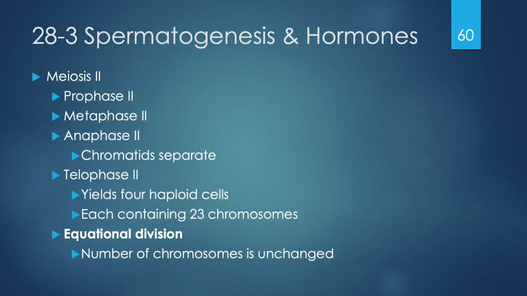In meiosis 2, a cell will go through the process of prophase 2, metaphase 2, anaphase 2, and telophase 2, just as in meiosis 1, with a little bit of difference. In anaphase 2, this is when the chromatids will separate, and in telophase 2, we'll have four individual haploid cells, each having 23 chromosomes. So meiosis 2 is an equational division, whereas meiosis 1 is a reductional division. In meiosis 1, we're reducing the number of chromosomes from diploid to haploid, or 2N to N, or 46 to 23. And in meiosis 2, this is an equational division because our chromosome number is completely unchanged.